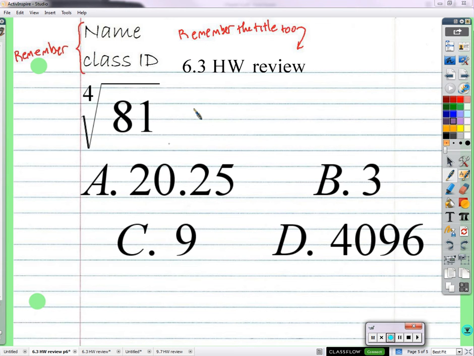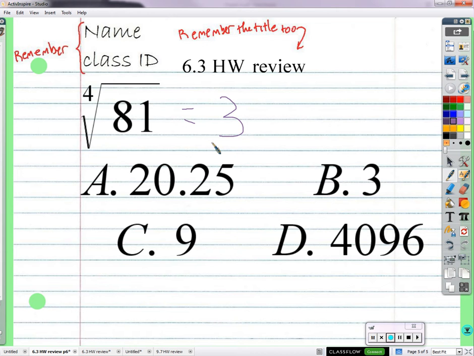What is the fourth root of 81? Holly? 3. Why is that? Because 3 times 3 times 3 times 3 equals 81. Correct. 3 times itself 4 times is 81. And that's what the fourth root of 81 needs to do. It needs to multiply by itself 3 times, sorry, 4 times to give you 81.